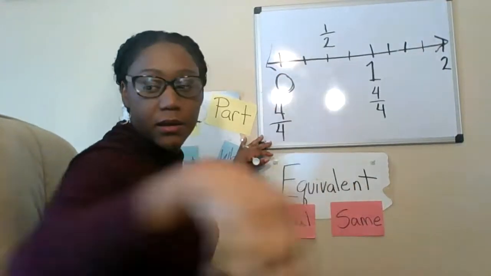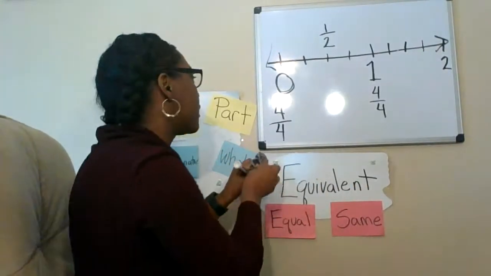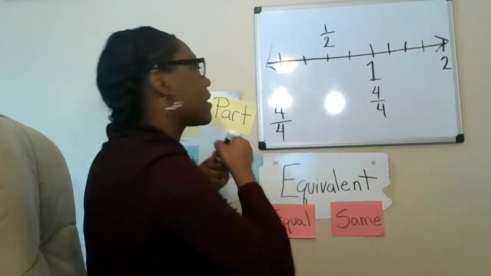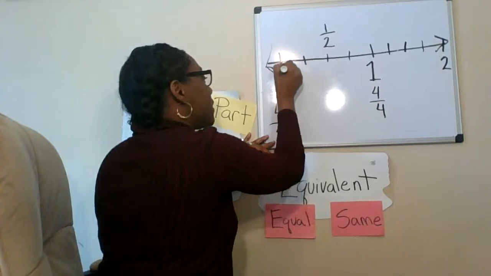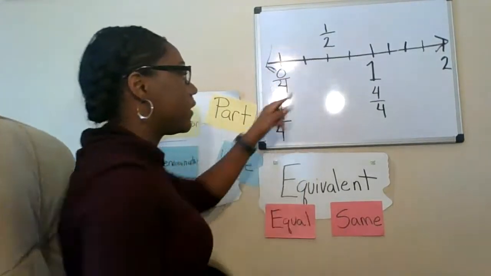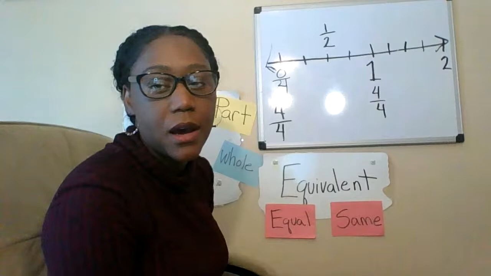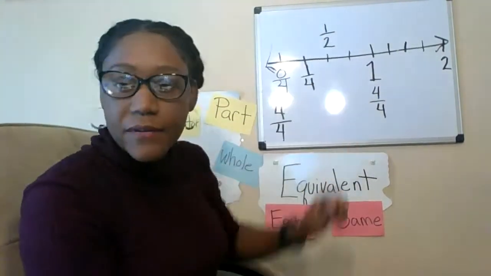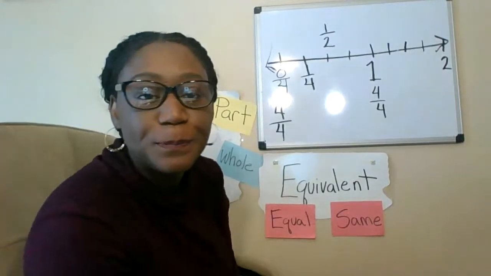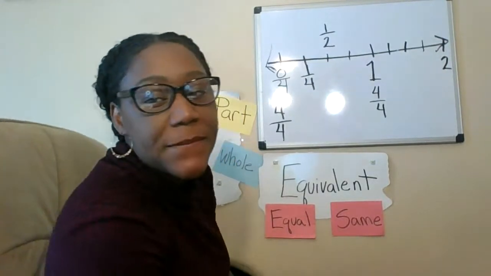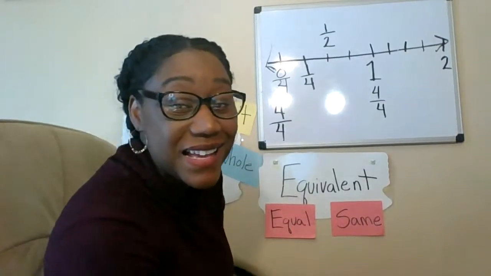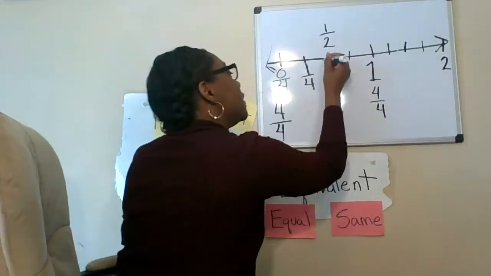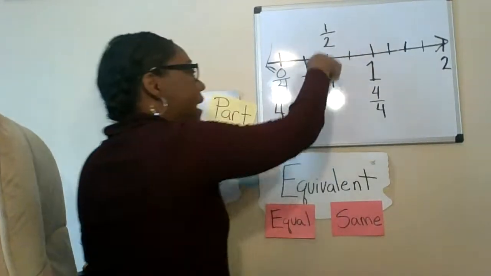So here I'm actually going to change that to 0 out of 4 as a reminder. 0 out of 4, and then what's next to it? There we are. 1/4, and then 1/2 is equal to how many fourths? Yes, I see everybody giving me 2/4. 2/4 is the same as 1/2.